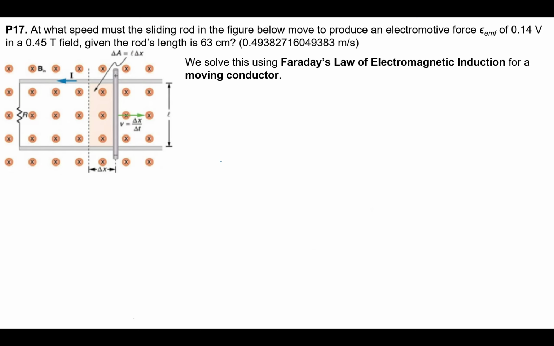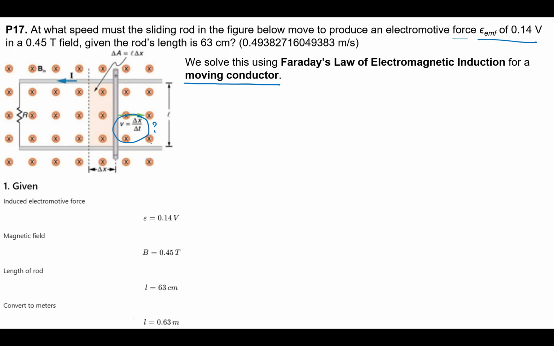Okay, so once again we're going back to the moving conductor cases. At what speed must the sliding rod in the figure below move to produce this electromotive force? In this case, the electromotive force is given and we need to find the velocity. The electromotive force is given, the magnetic field is given, and the length of the rod is given.